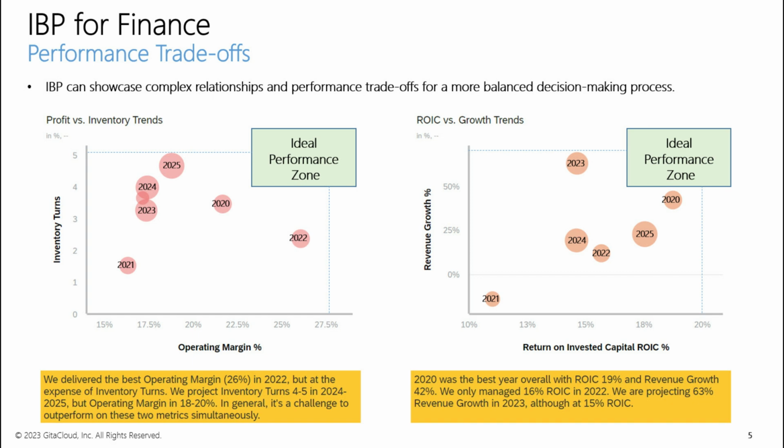Similarly, see ROIC versus revenue growth trade-off on the right. Again, we want high returns along with high growth in terms of an ideal performance zone. We got close to it in 2020, but regressed severely in 2021. And projected performance over the next 3 years is quite volatile. We need to find ways for tighter performance here, as you can see a large difference between ROIC for 2024 versus 2025.